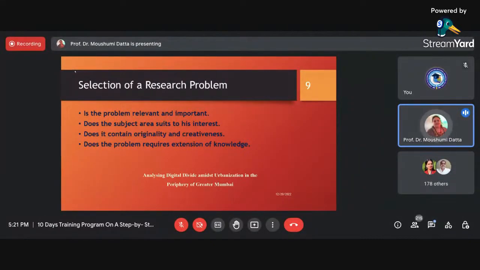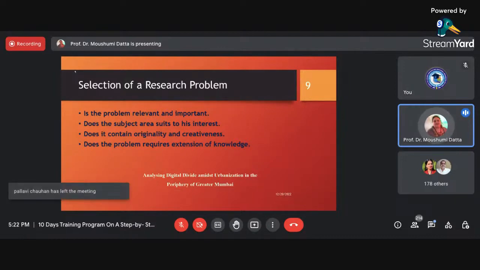Not only that, I'm from geography. I have a forte in management, so I will do research on my subject only. Similarly, you all are coming from different subjects. So definitely your research should deal with problems in your area of interest only. Very important.